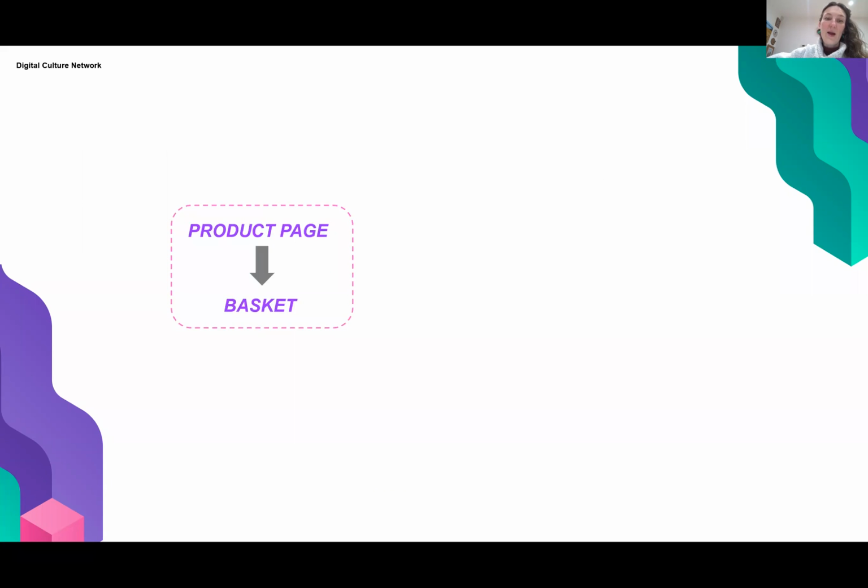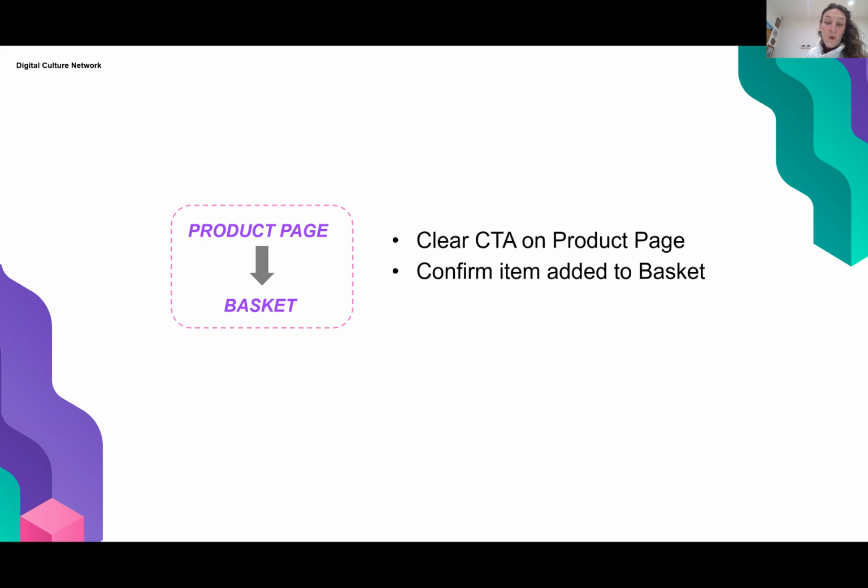Well, to get from our product page to the basket, first of all, we need a nice clear CTA on the product page. We need to confirm to our customer when they have added an item to their basket. And we need to make sure that that basket is easy to access at all points across your website.